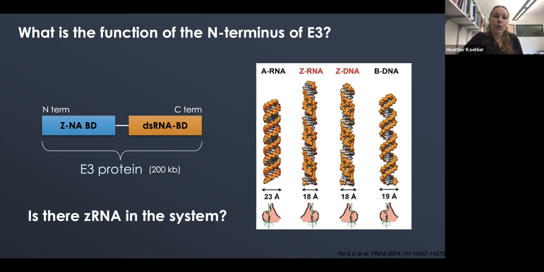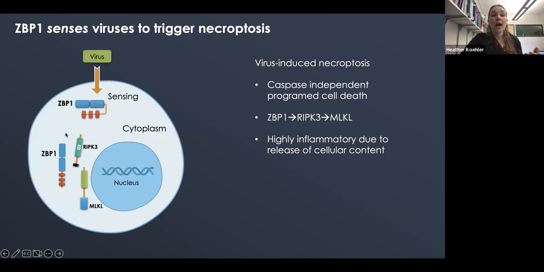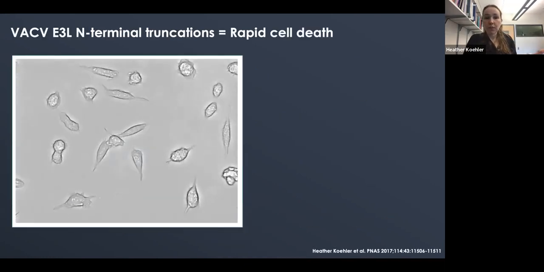Why is it so well conserved? Well, it turns out that this is really important in a competition between the virus and the host, in that when the virus doesn't sequester this pathogen associated molecular pattern, it triggers sensing through a host protein that also has a Z-form nucleic acid binding domain. And that ZBP1 protein can activate a cell death pathway called necroptosis, which is actually a very inflammatory cell death, where the membrane gets disrupted and the membrane basically explodes.